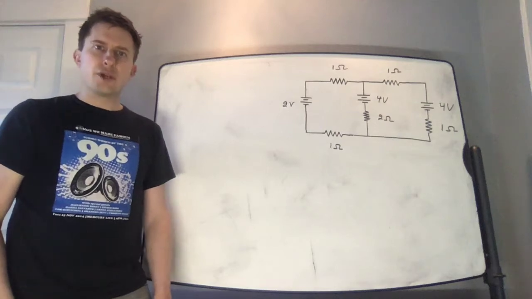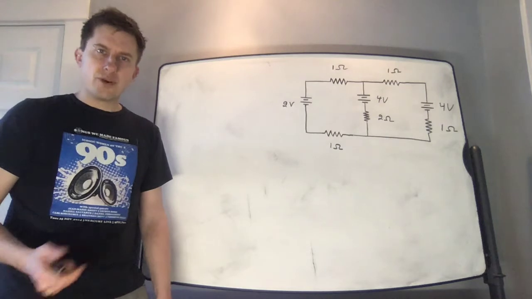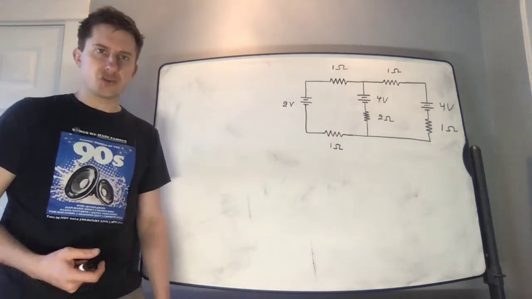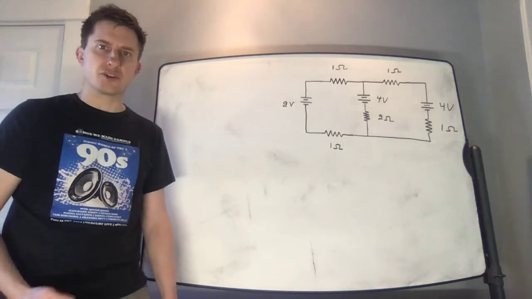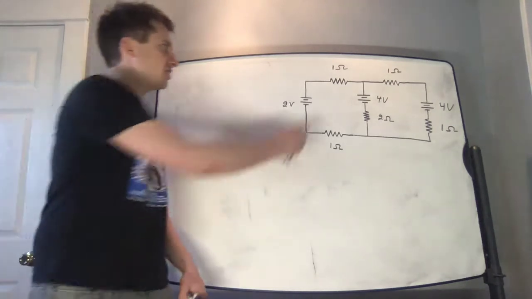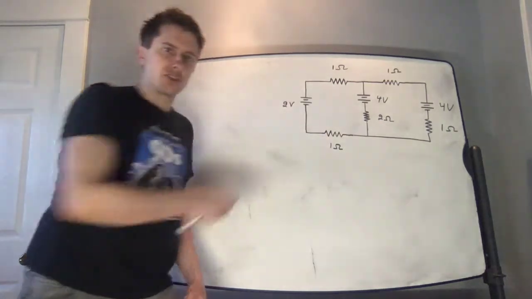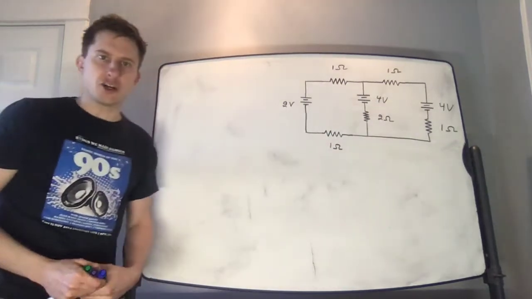In this video, we will use Kirchhoff's laws to find the currents flowing through this circuit. Before we begin applying Kirchhoff's laws, we first look at our circuit and see if there are any resistors in series or in parallel with each other. Looking at this circuit, I could see that these two 1 ohm resistors are in series with each other, and these two 1 ohm resistors are in series with each other.